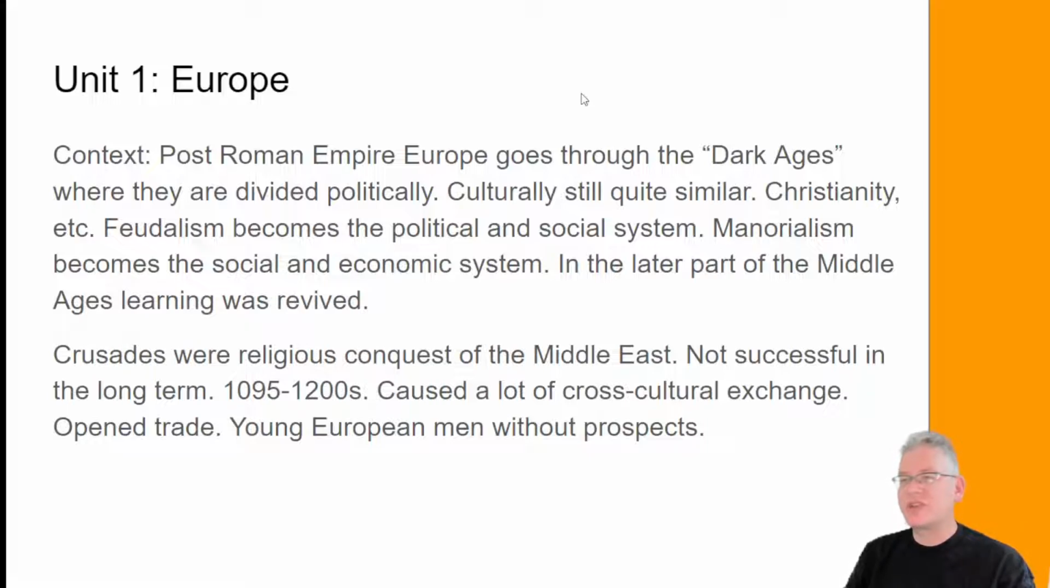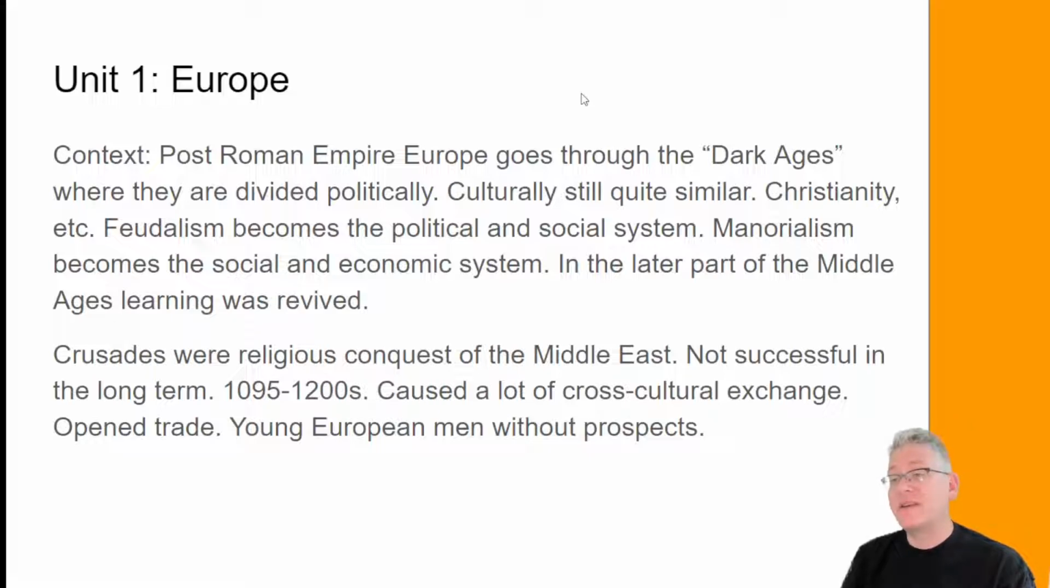Actually, the civilization was fairly detailed. The problem really was that they had all these people like the Vikings attacking them and stuff. So it ended up becoming very divided politically. Culturally, still pretty similar. I mean, we've got Christianity and so forth, though there are different languages, so not too unusual between the different places.